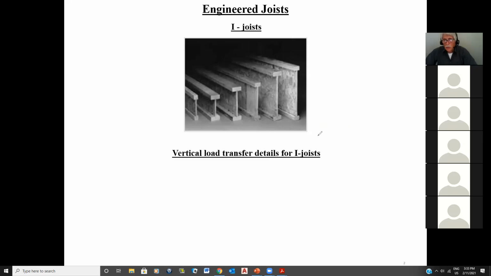Okay, so here's my floor. When you're making a platform, here's my floor, and then you can have a wall here, let's say your foundation wall. So these are the engineered joists that you have, supported on the foundation wall.